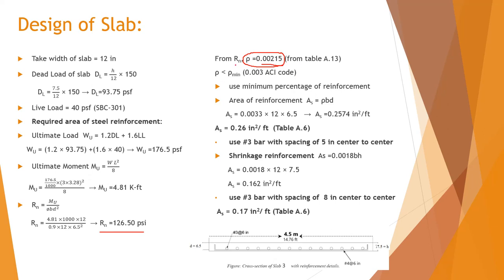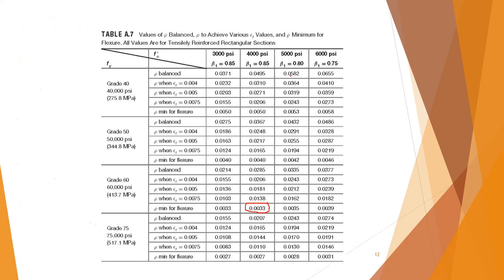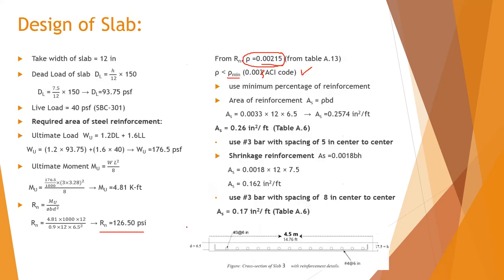But the ACI code specifies the minimum. Rho minimum is as you see here, 0.0033. This is from ACI code, and this one is below 0.0033. Therefore, you cannot use it. You have to provide the minimum value from the ACI code. If the value is less than 0.0033, you cannot take it. You will take this value, 0.0033. Therefore, use the rho 0.0033.